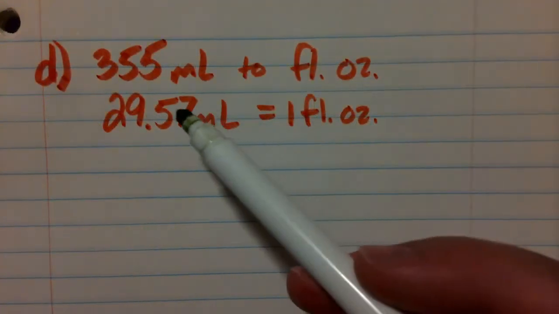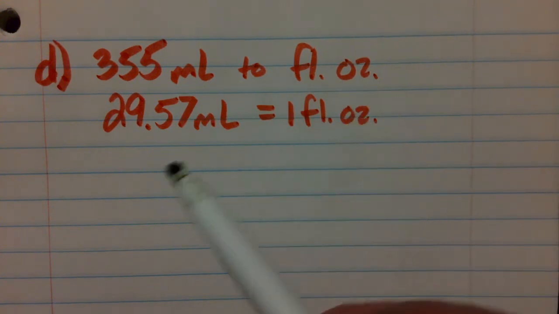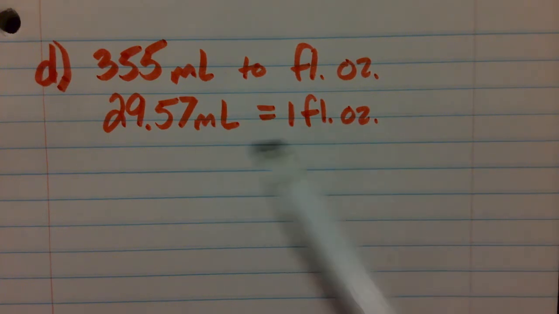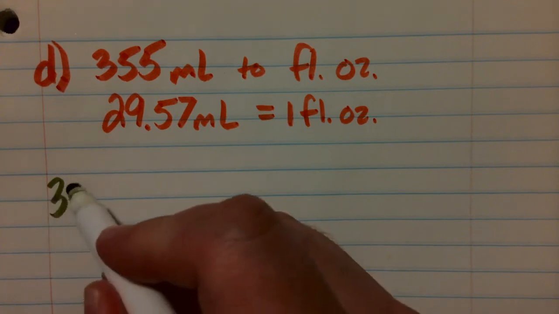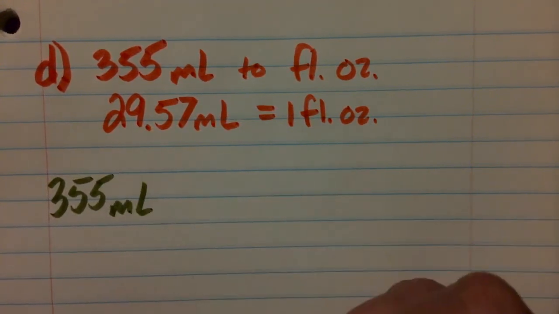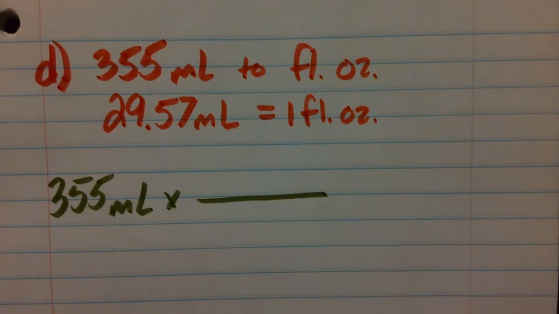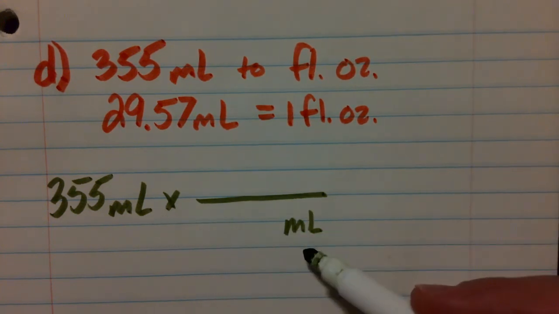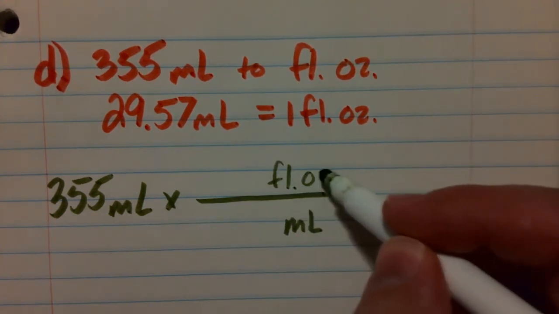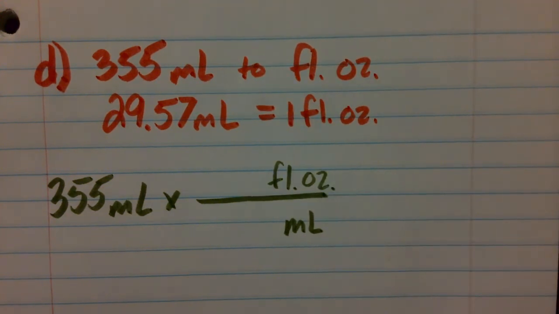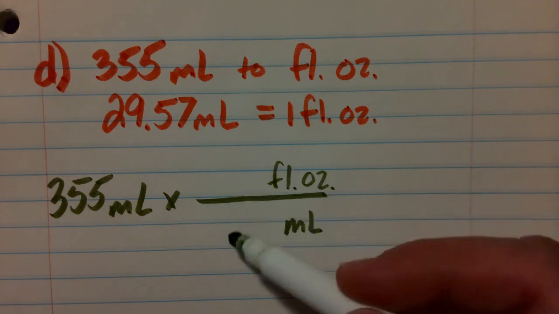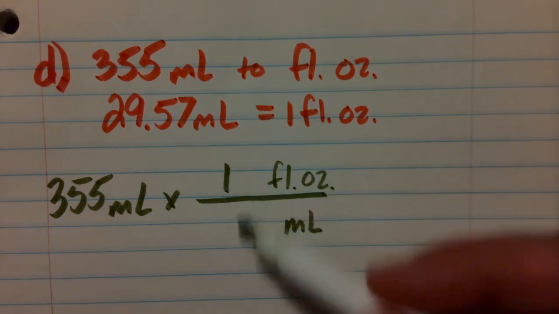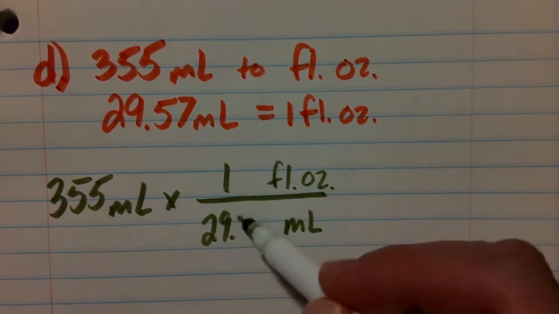Let's convert 355 milliliters into fluid ounces. And we're told here that 29.57 milliliters is equivalent to 1 fluid ounce. That's our conversion factor. But we start with step 1, 355 milliliters. Step 2, multiply by a fraction. Step 3, we'll put milliliters on the bottom because that's what we want to cancel. And we'll put fluid ounces on top for step 4 because that's what we want to get. Step 5, put a number up here and down here so that what's on top is equal to what's on bottom. According to the conversion factor, 1 fluid ounce is 29.57 milliliters.